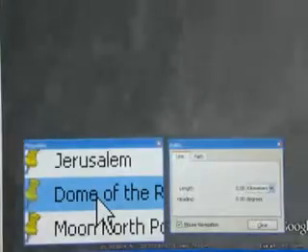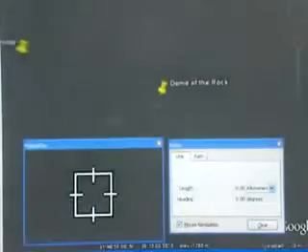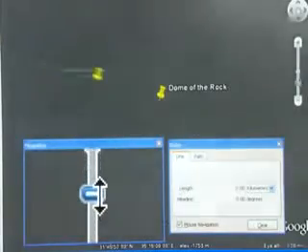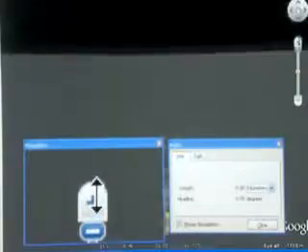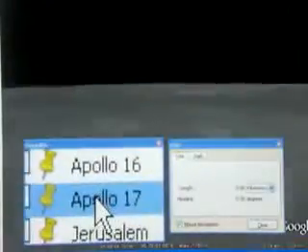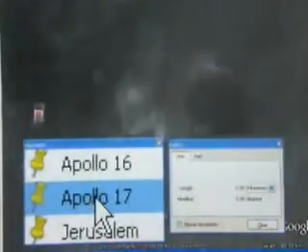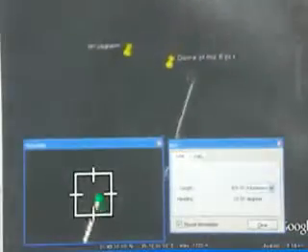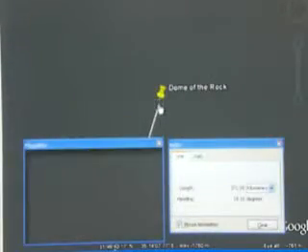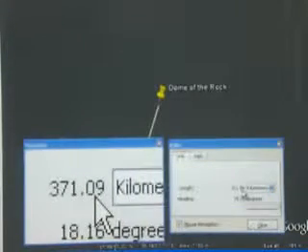Just look at that for a moment. There it is in relationship to the moon itself, the centre of the moon. So we're going to go back to Apollo 17. Now go to the dome of the rock. The distance is 37109.